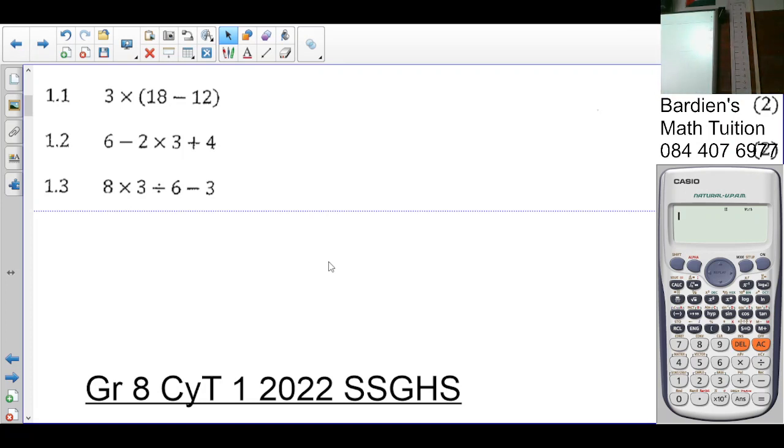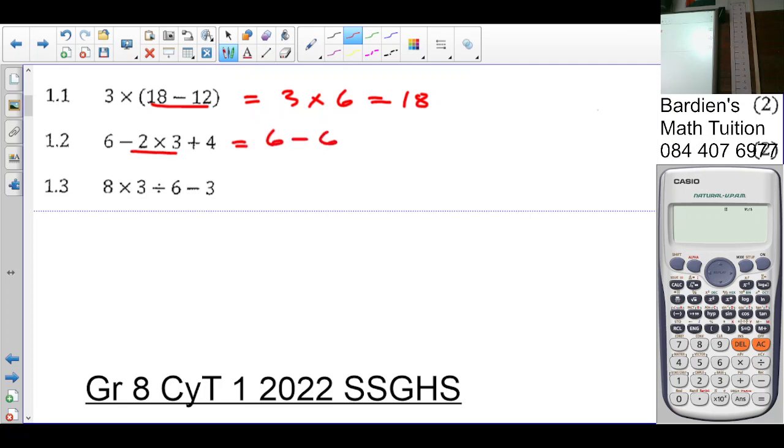Right, so we start off with our BODMAS, which we did a lot of at this point already. So according to BODMAS, what must be done first? The brackets. Okay, so it's going to be 3 multiplied by 18 minus 12 is 6, and 3 times 6 is 18. The next one, 1.2, you got 6 minus 2 times 3 plus 4. So what must be done first according to BODMAS? Multiplication. So 6 minus 6 plus 4. 6 minus 6 is 0, plus 4 is 4. Okay. Let's look at 1.3.